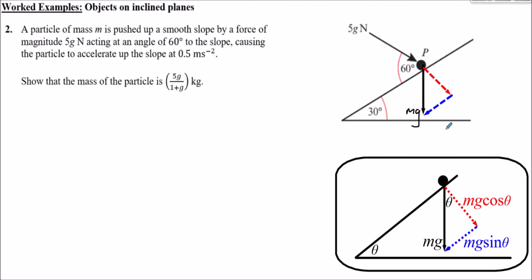So opposite to the slope, this component is mg sine of this angle, which is always the same as this angle, which we can see as 30. So I'll just add in, that's going to be 30 degrees as well. This one is always the same as that one. And going down the slope perpendicular to it, we'll have mg cos 30.